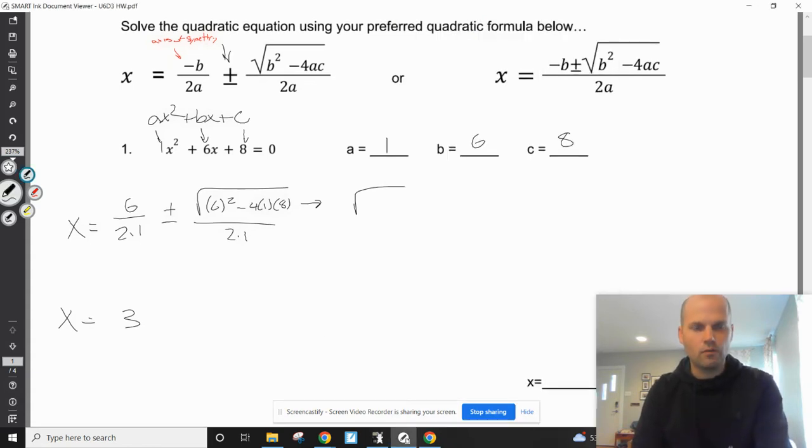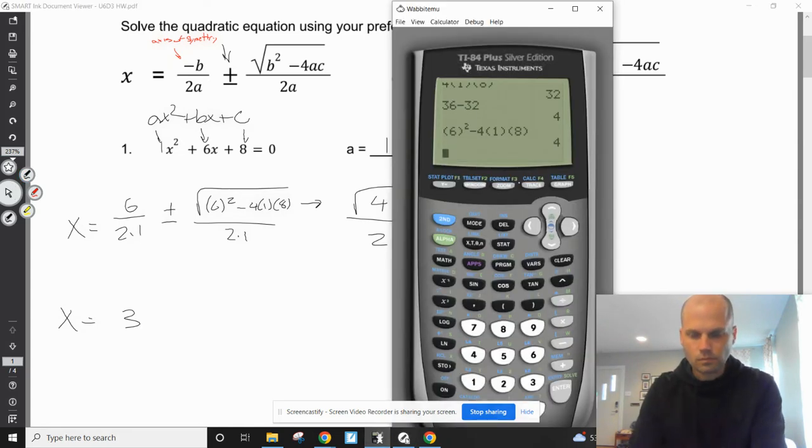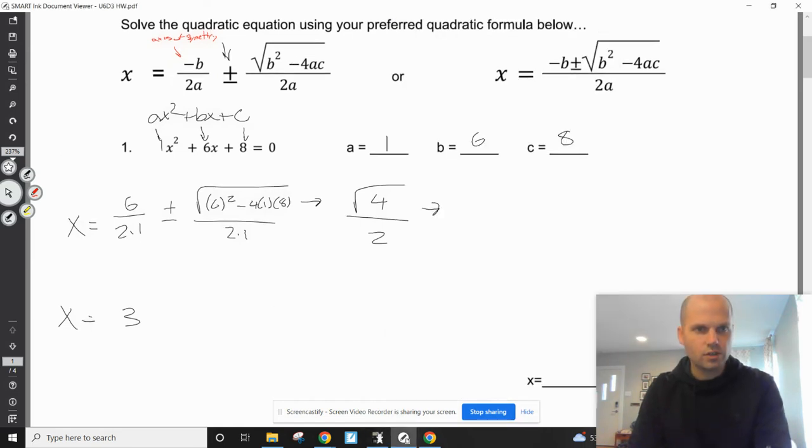Okay, so I get the square root of 4 on the inside. This is divided by 2. Okay. Now I'm going to keep simplifying. The square root of 4 is actually a number. The square root of 4 is 2. So this is 2 divided by 2, which is just 1. So this turns into the square root of 4 over 2, which turns into 2 over 2, which turns into 1. So we have our solutions 3 plus or minus 1.